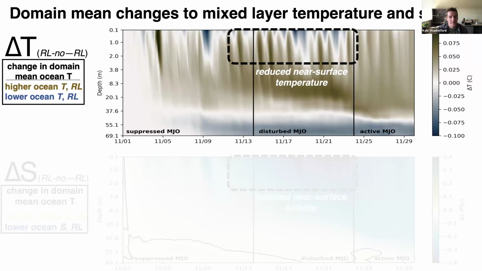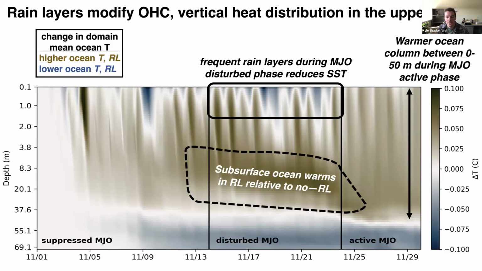So to assess how these are affecting air sea interaction and specifically atmospheric convection, I'm going to focus a little more on the domain mean temperature differences between these two simulations. And so accompanying this reduction in near surface ocean temperature during the MJO disturbed phase, we can also see the subsurface ocean is heating in the rain layer simulation relative to the no rain layer simulation. And so in the previous slide where we were looking at the differences in domain mean SST and domain mean net surface heat flux, we could see that the ocean was uptaking more heat during this period.